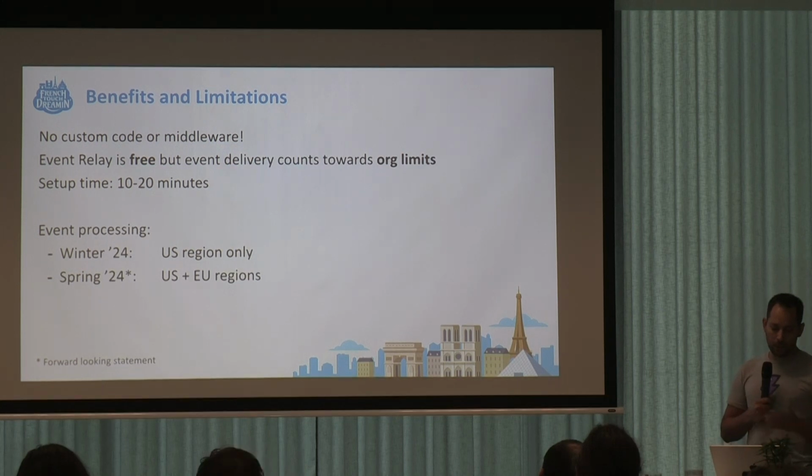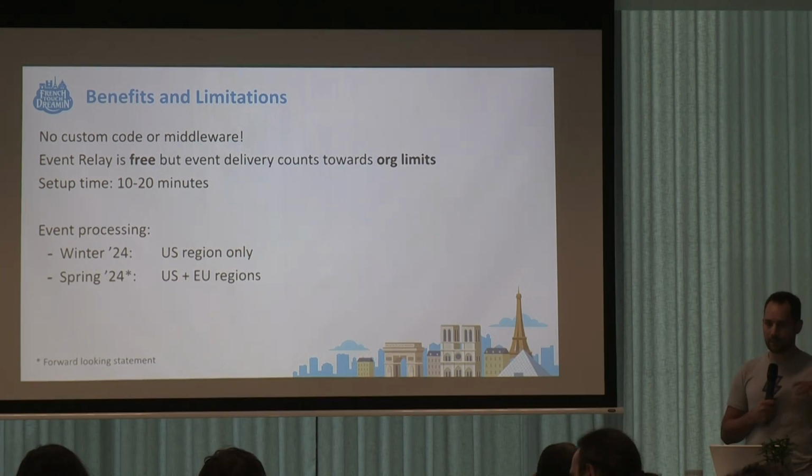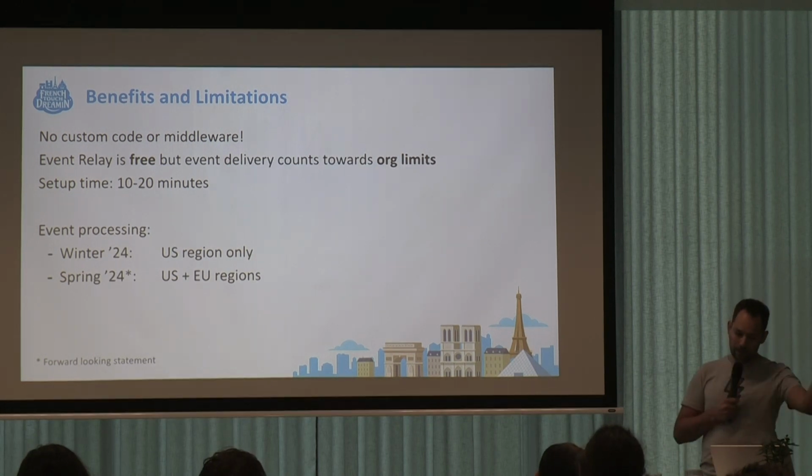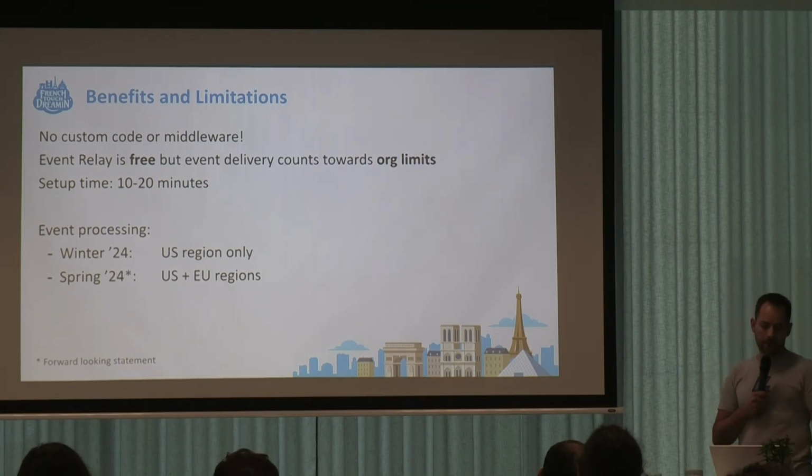A little word of warning since we're in Europe here. For now, up till winter 24, the event processing is happening in the US. So the Event Relay system is based in the US, so the message would have to travel back to the US and back to Europe. But starting with the next release, spring, so it's going to be, I think, in February, we'll open some service to also have an EU Event Relay configuration, so you can have more local and faster events.